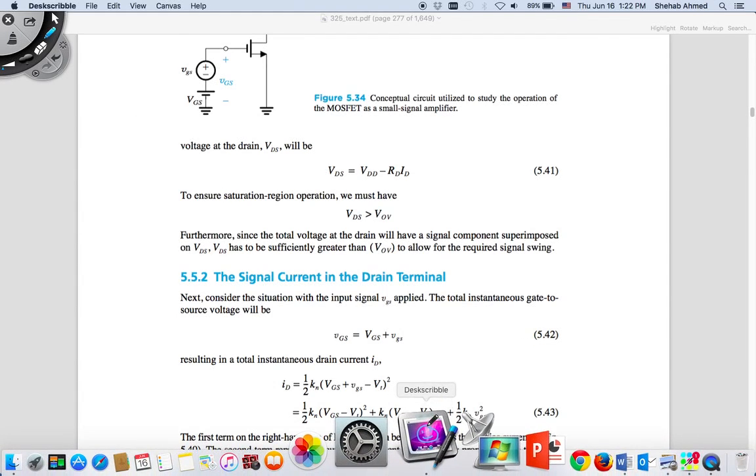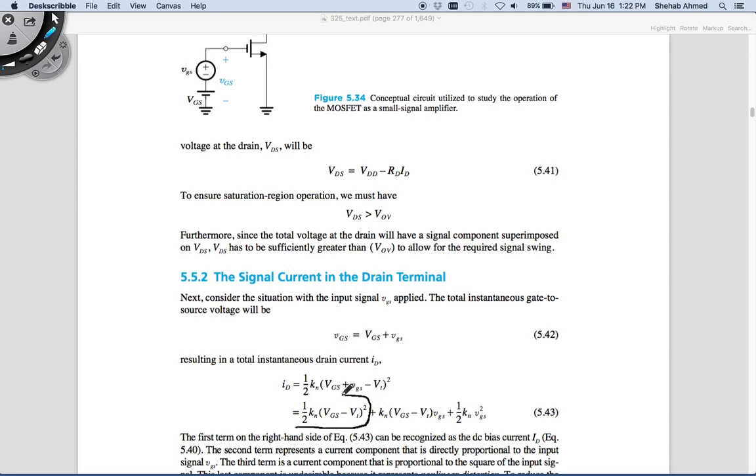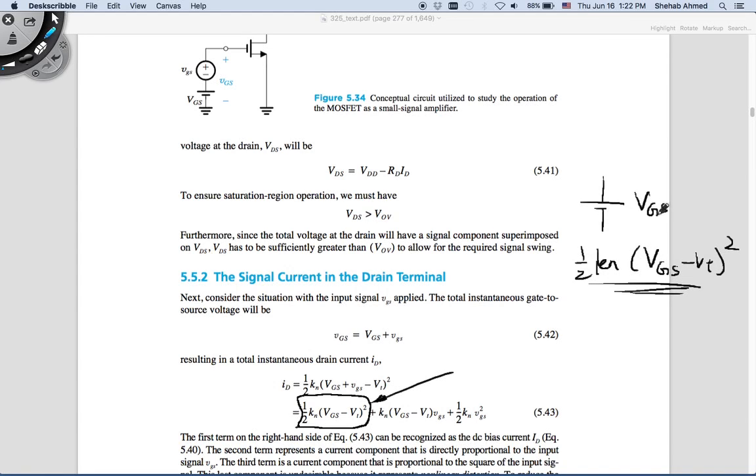So the first term here is what we saw on the previous page, which was the effect of the large signal source on the drain current. It was only equal to half Kn times (capital VGS minus Vt) squared. That is the effect of the large signal source, capital V, capital G, capital S, on the drain current. How about these other terms? So this is term 1, this is term 2, and this is term 3. So term 1 we're okay with.